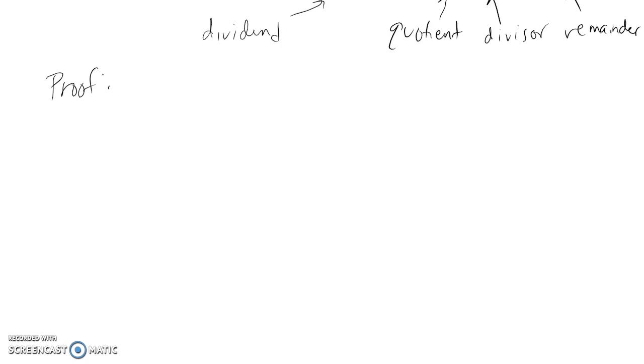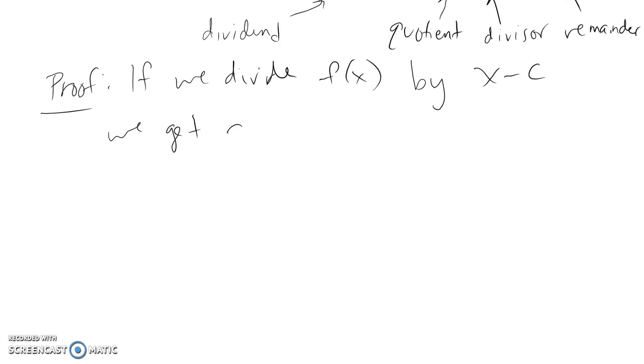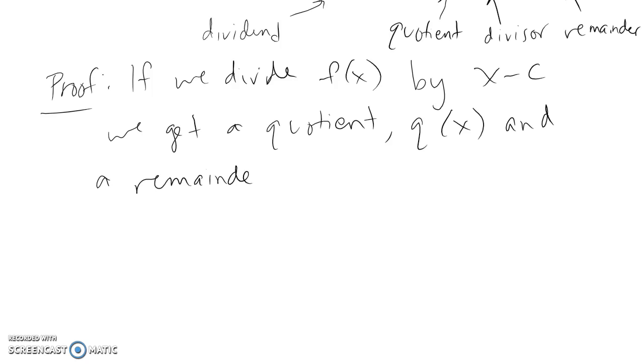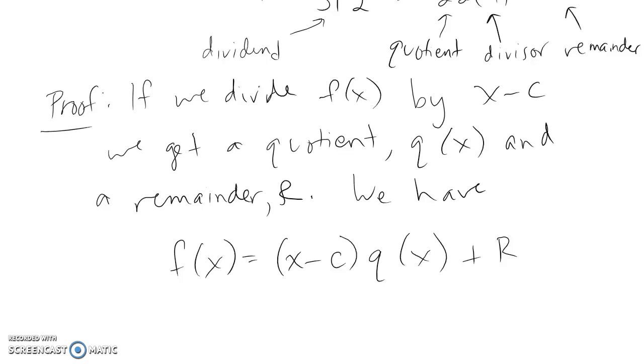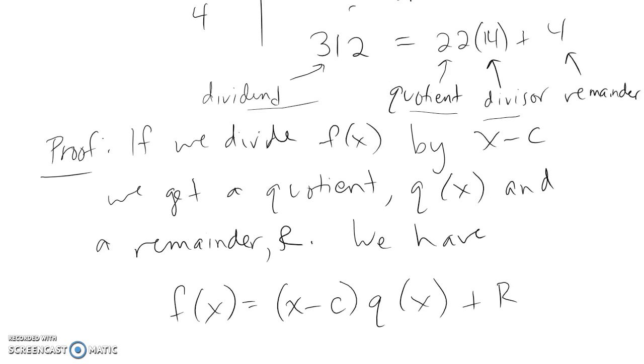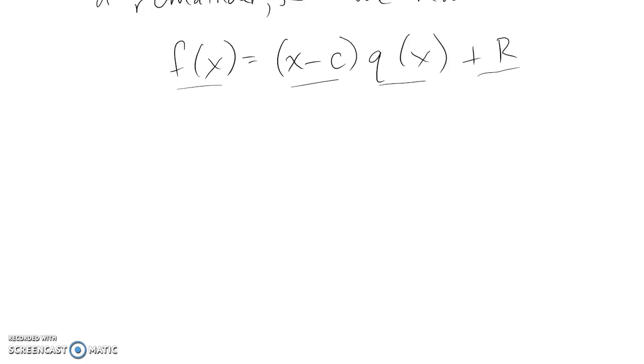Because of what I just described with numbers, if we divide f of x by x minus c, we get a quotient, which will be another polynomial, q of x, and a remainder, r. We end up getting f of x equaling the divisor times the quotient plus the remainder. Remember what we said up here? We have the dividend equals the quotient times the divisor plus the remainder. So here we have the dividend, the thing we're dividing, equals the quotient times the divisor plus the remainder. So my original function, when I divide it by x minus c, can now be written this way.